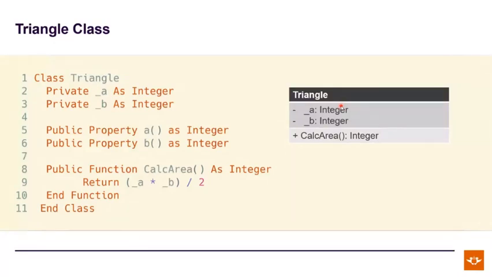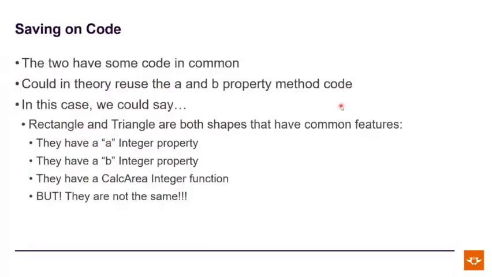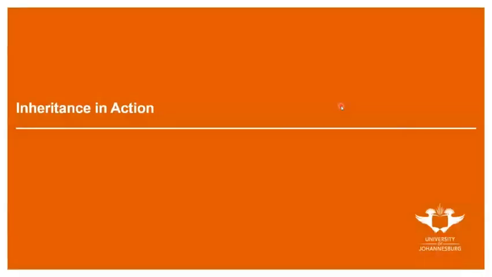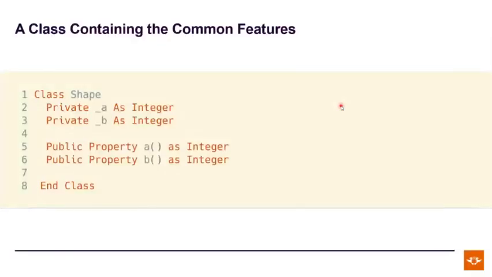So they have common qualities. So what we do is we group the common qualities into a base class, which is then shape. Shape has A and B. It has the property methods for A and B. It doesn't yet have the calculate area. We're going to get to calculate area and how to add it in later. Right now we can't, because I haven't taught you how to do that yet. So we have our base class shape.